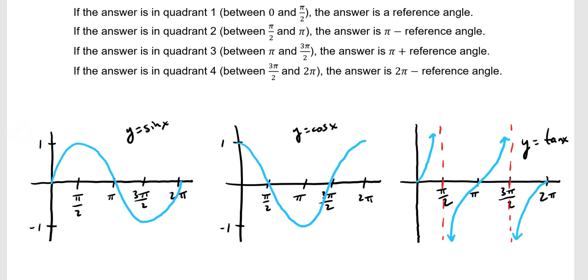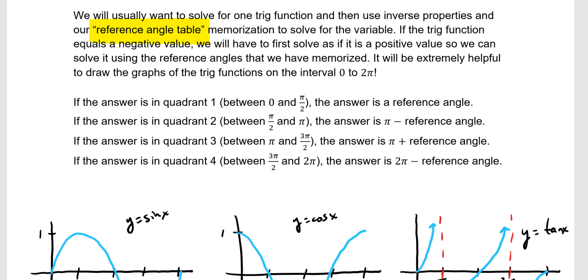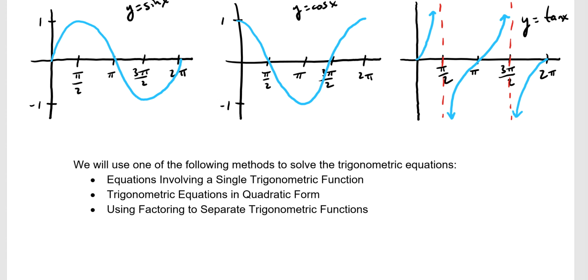Okay, like I said, I do have this all written down right here. If the answer is in quadrant 1, the answer is the reference angle. Quadrant 2, pi minus the reference angle. Quadrant 3, pi plus the reference angle. Quadrant 4, 2 pi minus the reference angle. I highly recommend memorizing that because it's going to make this a lot easier. Draw the picture, figure out what quadrant it's in, and apply those little mini formulas.